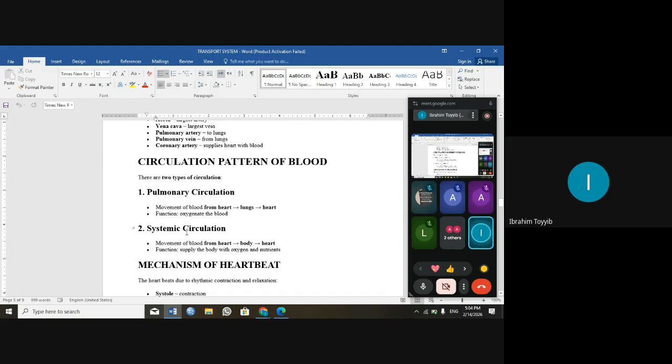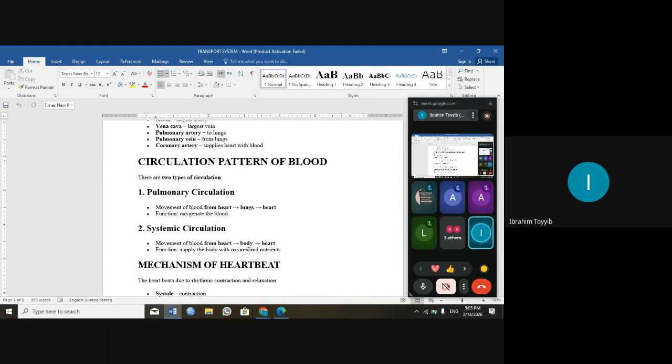Let's go to systemic circulation. This one is movement of blood from the heart to the body. There are no lungs here now. So as you've seen, there are no lungs here. So it will not be oxygenated here. So from the heart to the body and back to the heart. So the function is to supply the body with oxygen and nutrients. So systemic circulation is the movement of blood between the heart and all parts of the body except the lungs.